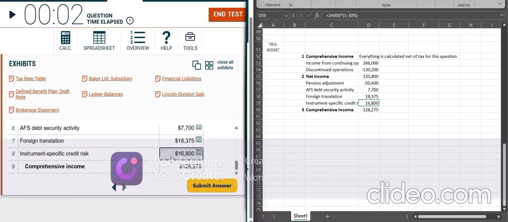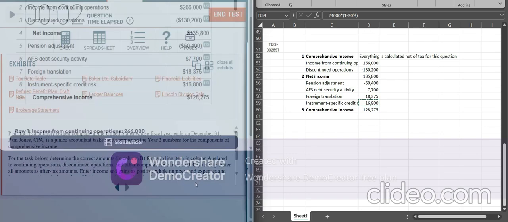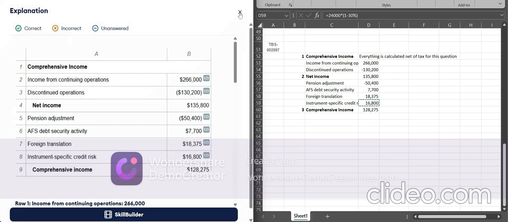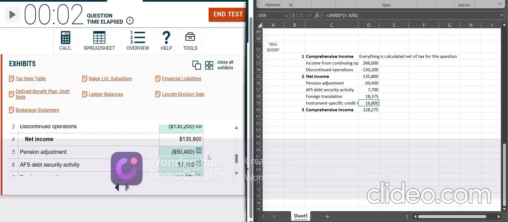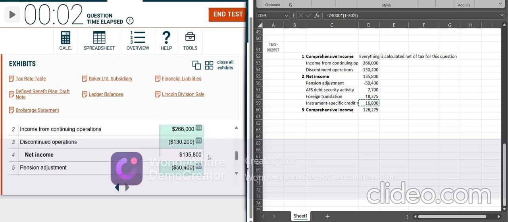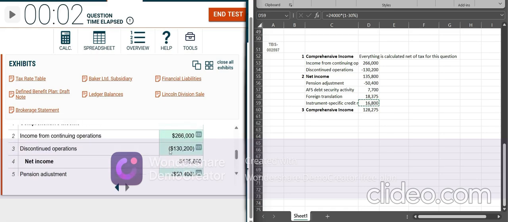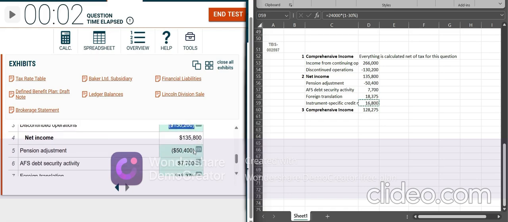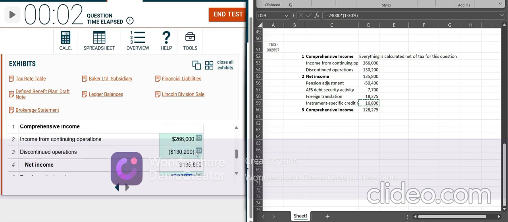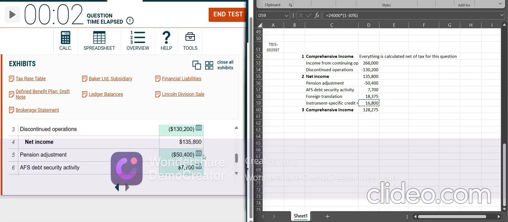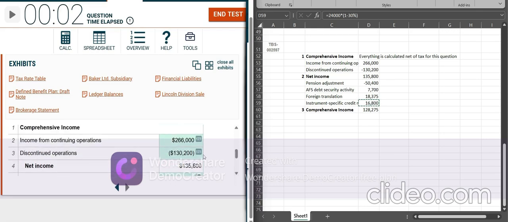Now we have done this simulation, and if we hit the submit answer button, we can see that we have done everything correctly. One thing to remember is that the discontinued operation is a loss, and the pension adjustment is a cost, so we have to record these numbers as negative numbers, because they are a cost or loss. So that's it for the exhibit. Thank you.